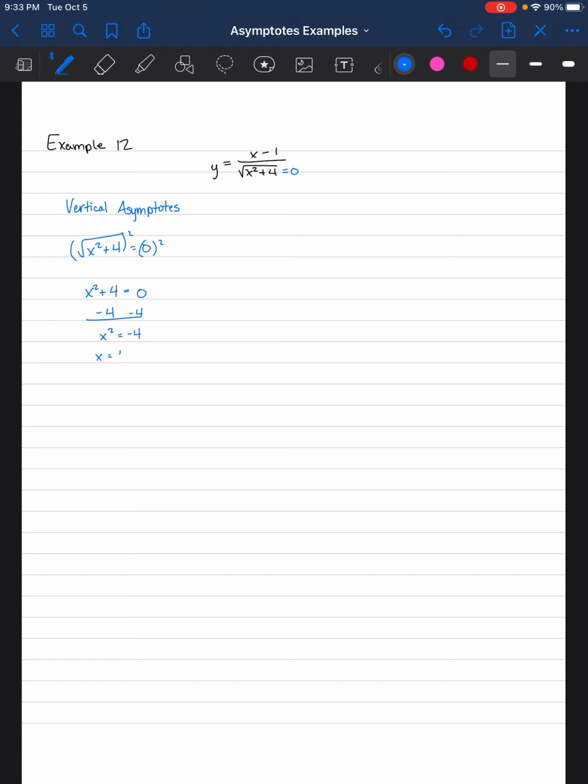And if I try to square root it, we're going to have to do the square root of negative 4, which is imaginary. Which means, in this situation, there's no real number that's going to give me 0 in the denominator. So I know there's not going to be any discontinuities, which means no vertical asymptotes.